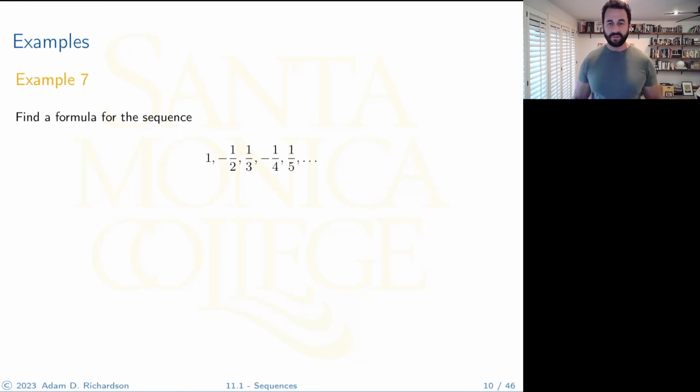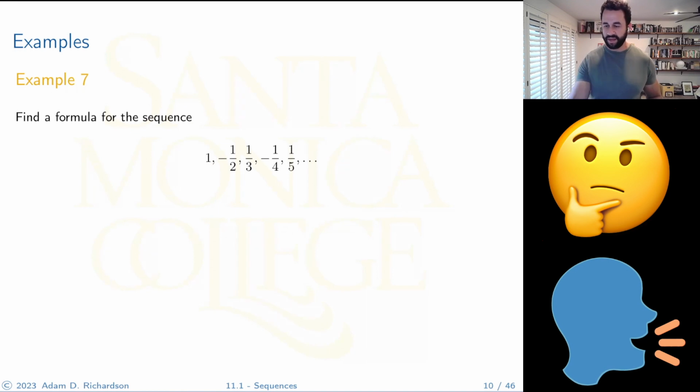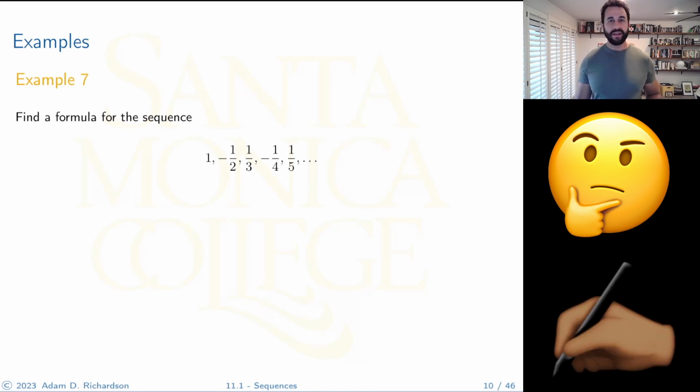All right, so this one, find a formula for this sequence, and then we'll talk about some recursive sequences. So you try this one on your own. Think about it, and then say something out loud about how you would begin. All right, now write it down. Go for it, see what you get, and then we'll compare answers in a moment.